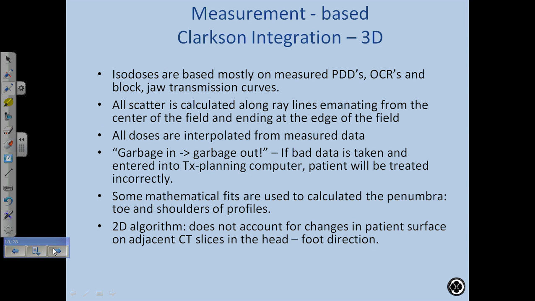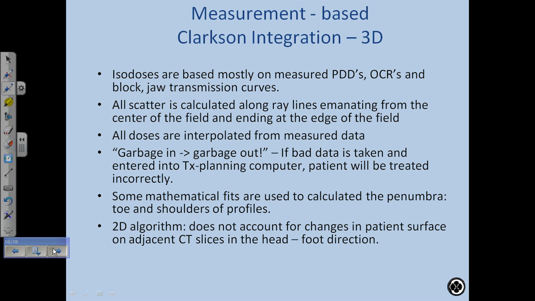So, getting into a little more detail, Clarkson integration, 3D. So isodoses are based mostly on measured PDDs, OCRs, like I said, block and jaw transmission. Now, if you put a block, a cerrobend block in there, it needs to know how much is going through the block. And so you need to enter values such as the half-value layer of that block, the thickness of the block, etc. So those are some things you'll need to enter.